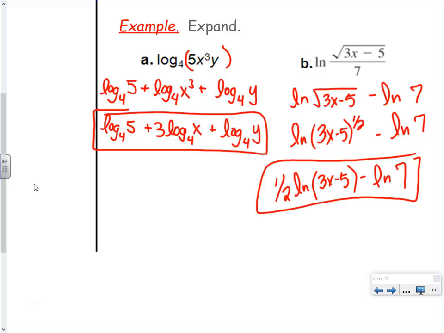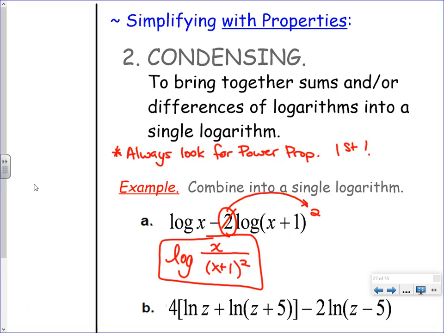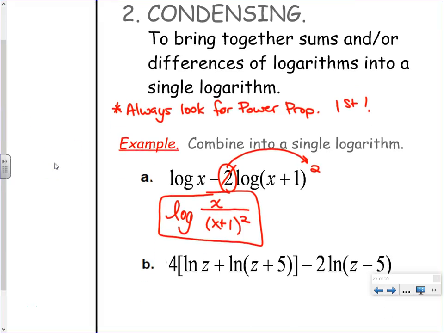So then we barely got into condensing. Let's spend just a little bit longer on it. If expanding means to pull apart, hopefully condensing kind of makes sense: to bring together. Yeah? Smash together.